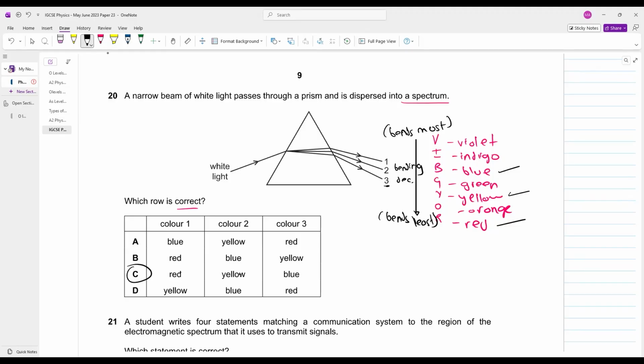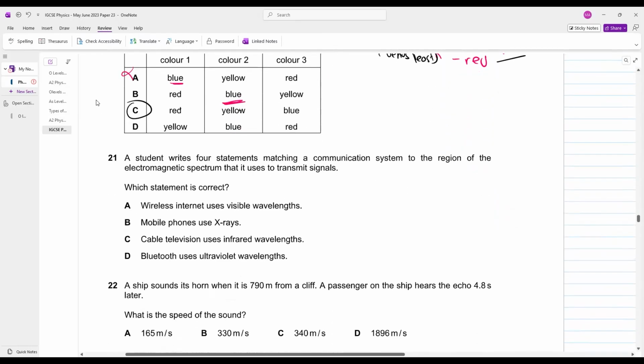The other options have jumbled up. Like if you see option A, in option A if I take color 1 as blue, it is not possible because blue bends the most. It should be at the bottom. Cancel out. Look at option B, red. Red is correct. Then you have color 2, that is blue, which is bending a medium amount, but we know blue bends the most. It should be in the place of color 3. So yeah, C is your answer.